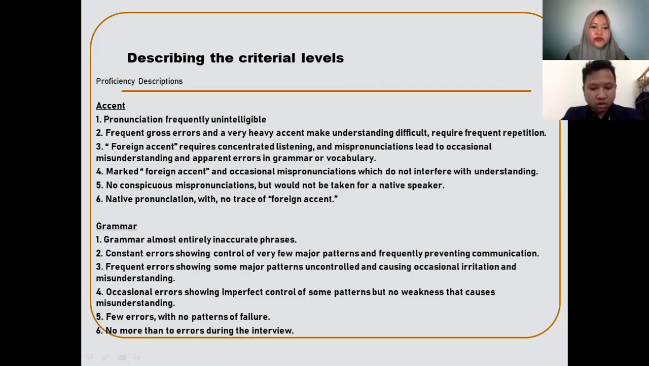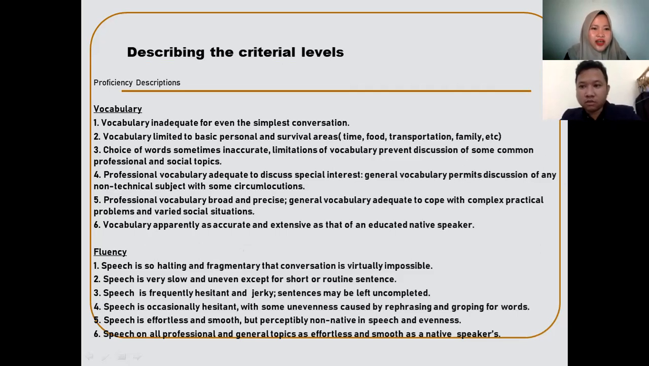Second is grammar. The first is grammar almost entirely inaccurate except in phrases, and the second is constant errors showing control of very few major patterns and frequently preventing communication. The third is frequent errors showing some major patterns uncontrolled and causing occasional irritation and misunderstanding. And next, etc. And vocabulary.